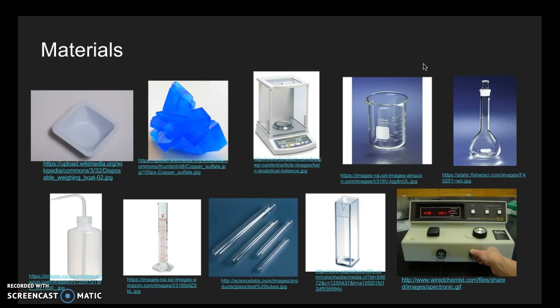In this lab, we use many different materials. We use a weigh boat and a scale to mass the copper sulfate pentahydrate. We also use a beaker, volumetric flask, squeeze bottles with distilled water, a graduated cylinder, and a test tube or cuvette. In addition, we use a spectrophotometer to measure absorbance.